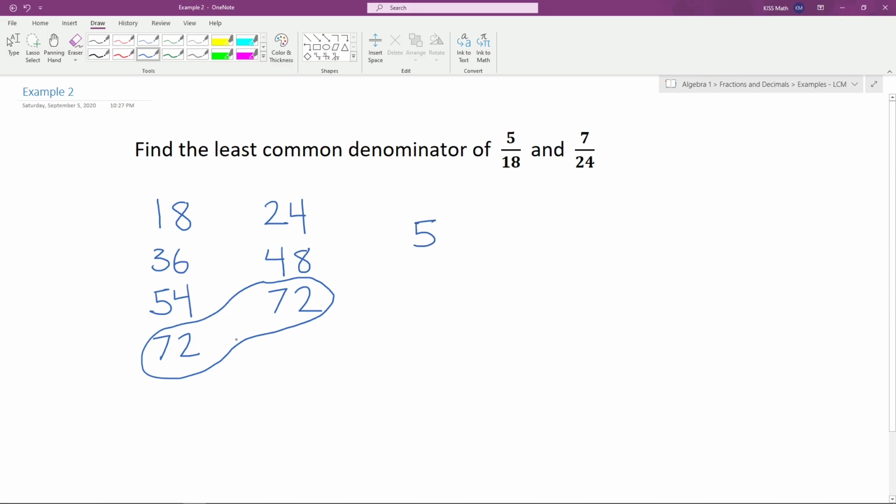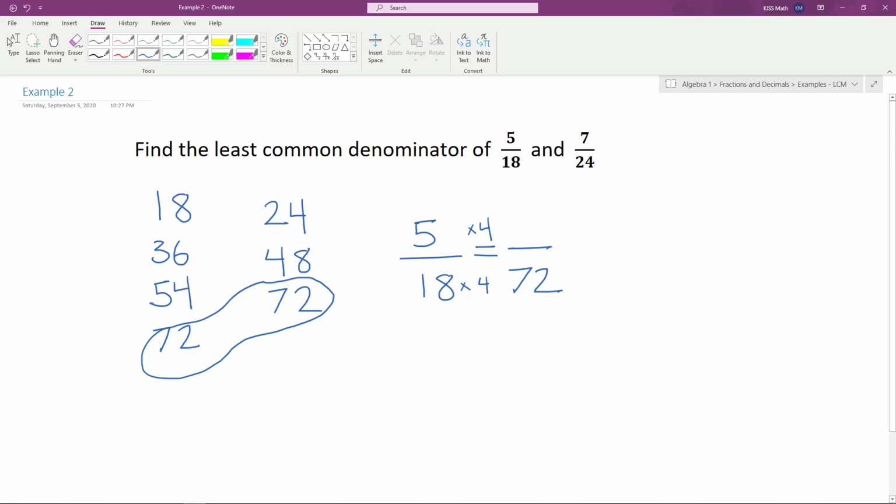So that is the actual final answer, but if we want to take it a step further, we have 5 over 18 will become something over 72, and we have to multiply by 4 to get to 72. So I do the same thing up top, and I get 20 over 72. And then for 7 over 24, it'll be something over 72. And I know I have to multiply by 3 to get to 72. So I do the same at the top, and I get 21 over 72.